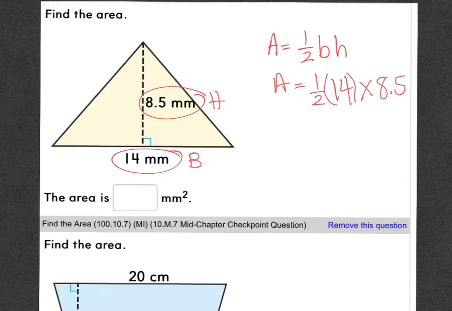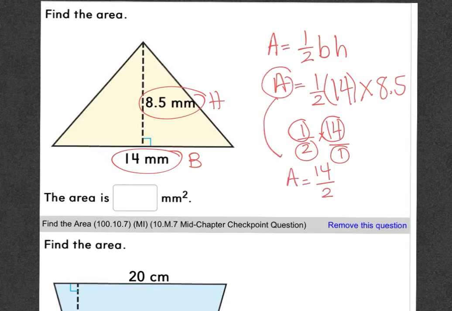I put that little times there, I basically have 1/2 times 14, and remember, whenever I multiply by a whole number, I put it over 1. So 14 over 1 and 1 over 2. So let me bring down my numbers. So I have area equals 14 over 2 times 8.5. So again, let's figure this out. 14 divided by 2 is 7. So area equals 7 times 8.5.